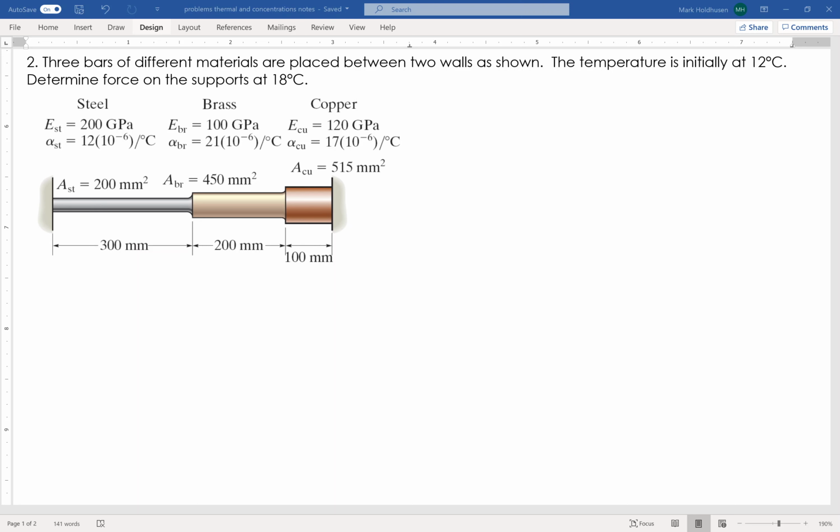In this problem, I've got three bars that are in between two supports: steel, brass, and copper. Different properties are given for us. If it's initially at 12, what happens when it goes up to 18? They're going to want to expand.